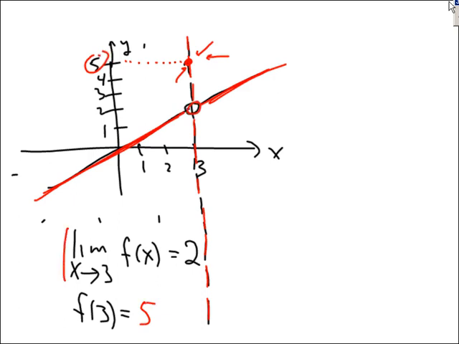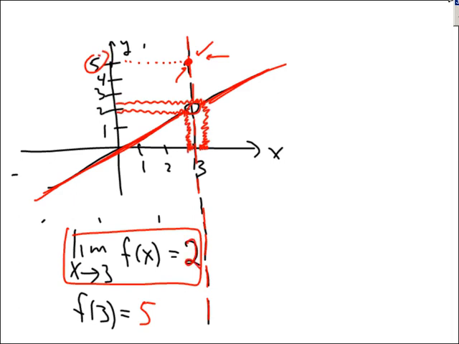But let's convince ourselves the limit as x goes to 3 is 2. Because if I take values less than 3, but very close to 3, I get just below 2. If I consider values just above 3, I get y values just above 2. So that's why my answer is 2 for the limit. But f of 3 this time is defined. It's defined to be the number 5.